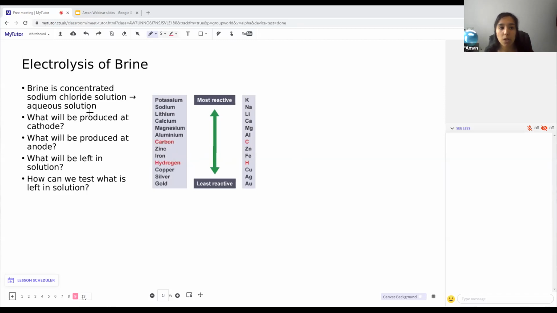So brine is a concentrated sodium chloride solution. Keyword concentrated there. We'll come back to that in a second. It's sodium chloride, so remember salt, but it's in a solution, so we call it brine. Okay, what will be produced at the cathode? It's aqueous. What will be produced at the cathode?